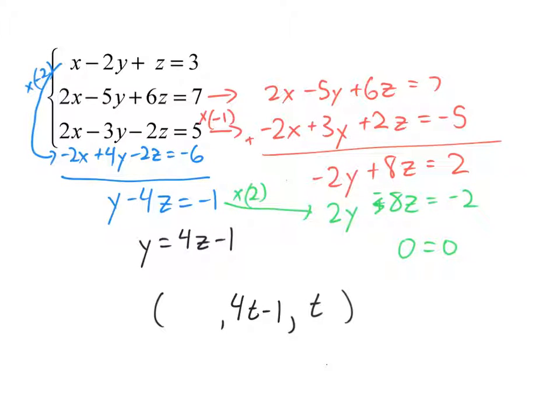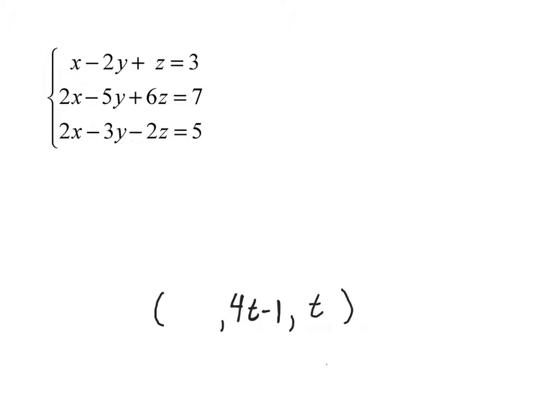Then I need to find x in terms of z. Now, the problem with that is I got rid of x from the very beginning. So I'm going to have to start over. This time, instead of eliminating x, I'm going to eliminate something else. So if I want x in terms of z, I need to eliminate y. I only need to do it once. I don't have to do it twice.